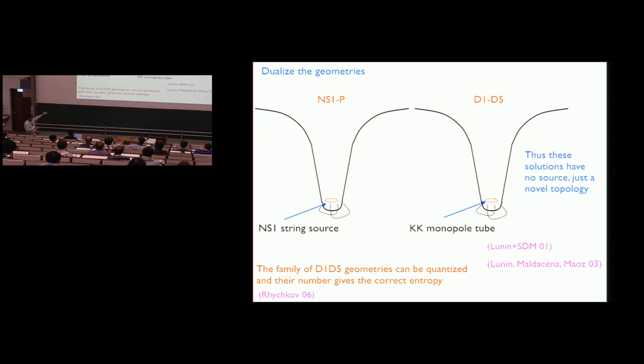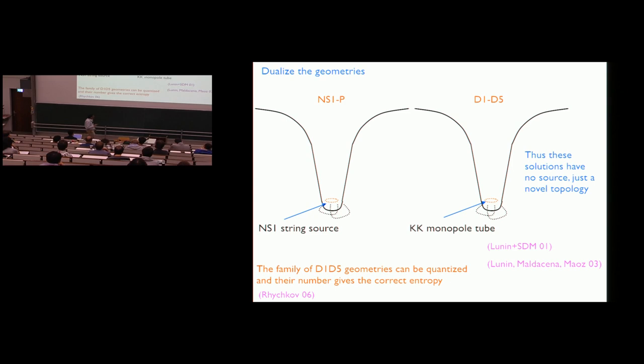So in fact, Rychkov went back and quantized all these. You can take the family of geometries you get here. Now actually, they don't even have a source. You can quantize the space of these geometries. And when you quantize them, you actually get the correct entropy, 2 root 2 pi root N1 N5. So the whole entropy comes out by quantizing it.